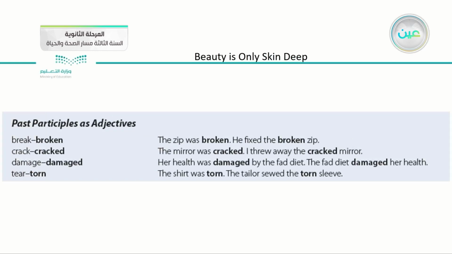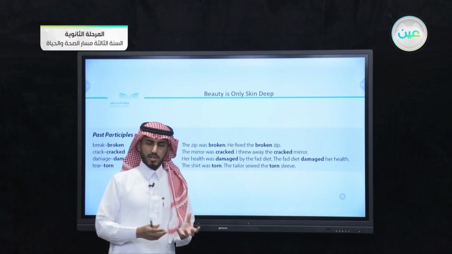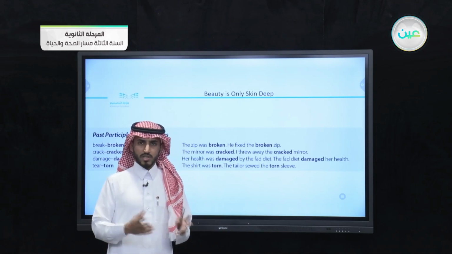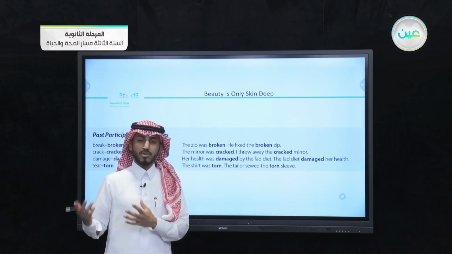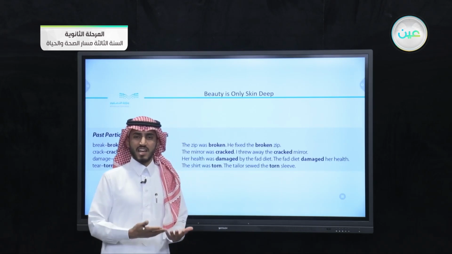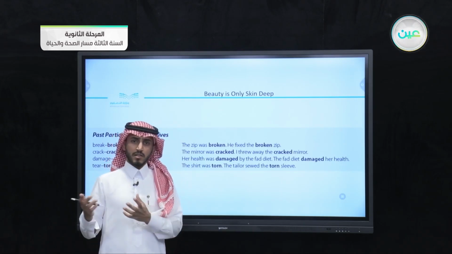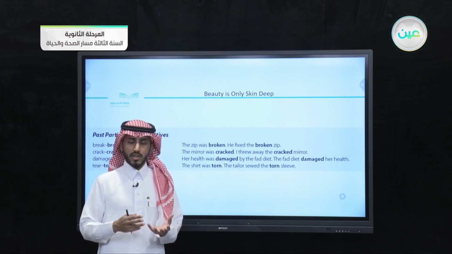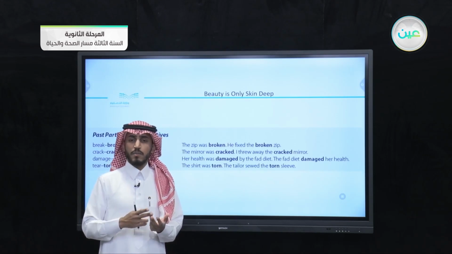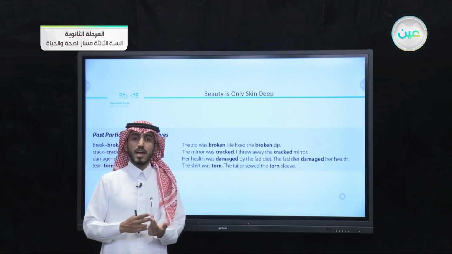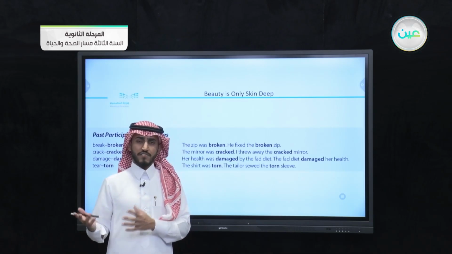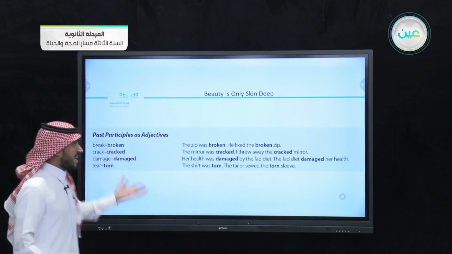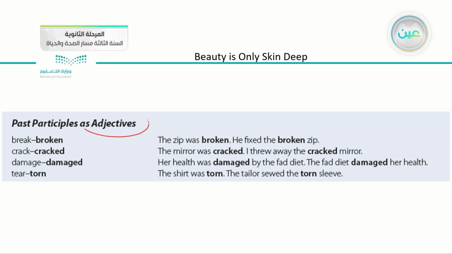After that, we have the past participles as adjectives. Firstly, let's talk about the meaning of participle before we talk about the past participle as adjective. Participle is a verb form that can be used in more than one way. It can be used as an adjective, it can be used as a verb, or it can also be used as a passive or active voice. Okay? Here it is used as an adjective.